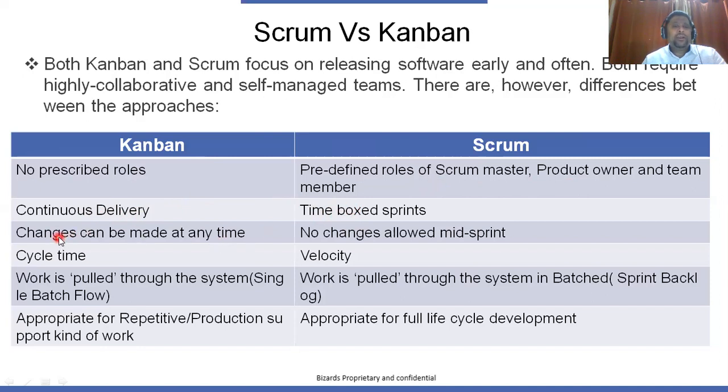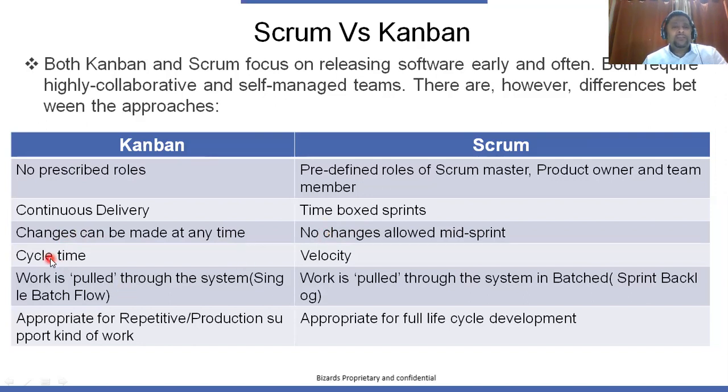And the third important difference is, in Kanban, you can make changes at any point of time. For example, you're working on a particular task or user story, and if the customer says they don't want it, you can just drop it and pick up the next important thing from the backlog. Whereas in Scrum, once you agree and establish a sprint goal, changes are not allowed in the middle of the sprint unless an exceptional situation warrants.